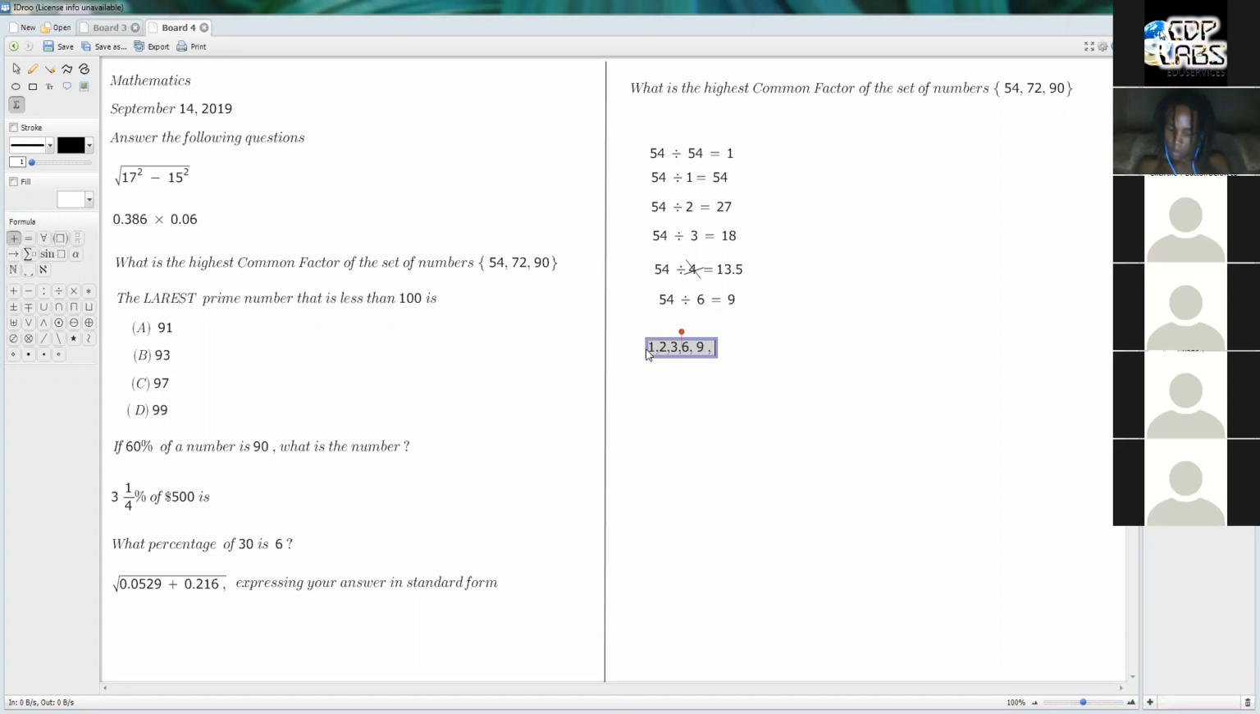No, there's no more. So 10 is not. 11 is not. 12 is not. 13 is not. 14 is not. 15 is not. 16 is not. 17 is not. But 18 is, right? Yes, 3 times. Good. And then 27 is? Yes, sir. And 54. Those are the factors of 54, right? Yes, sir.